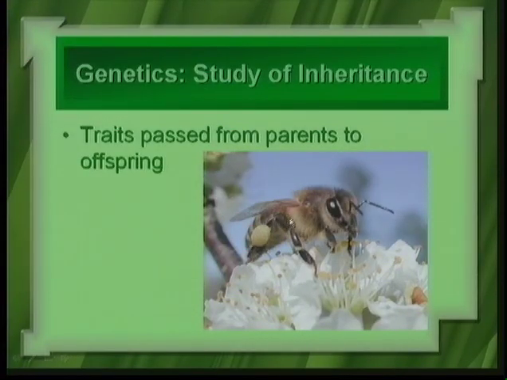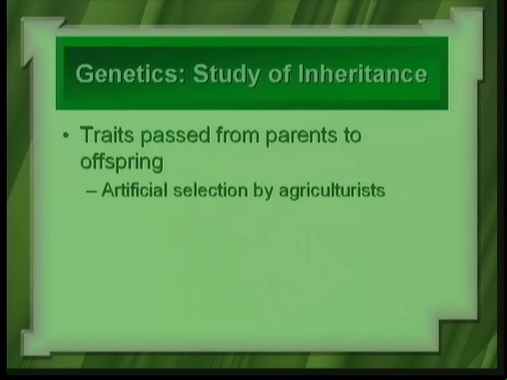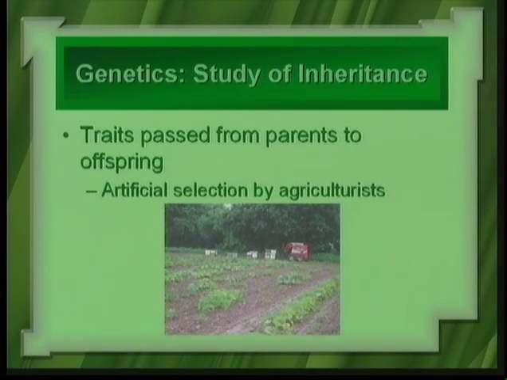So here we have a bee. This is showing sexual reproduction in a flower, with the bee acting as a vector, transferring pollen from one flower to another flower. Another example of sexual reproduction and inheritance is artificial selection. Agriculturists, people who are growing crop plants. Here's a picture of a farm. It looks like a little farm, and they have their honey bees in these little boxes. And of course, the bees in this instance are doing the cross-pollination.